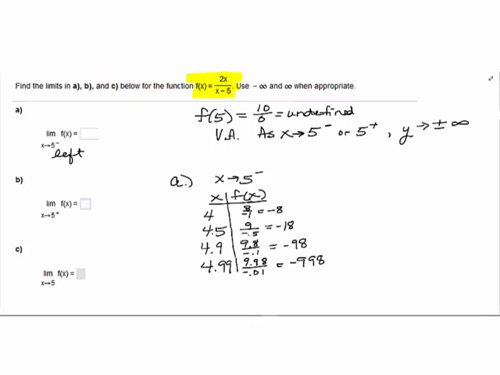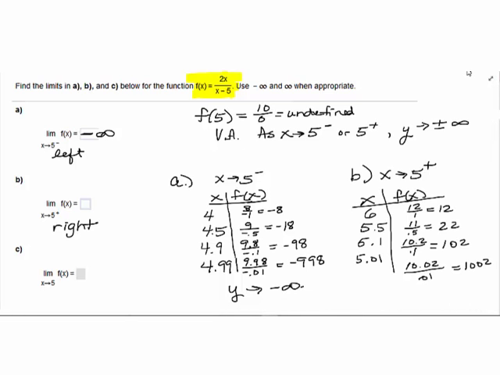And plugging in 4.99 for x, we get 9.98 divided by negative 0.01 equals negative 998. And so we can see a trend. The f of x, the y value, is getting very, very large in the negative direction. So since we know there's only two possibilities, y approaching positive or negative infinity, that means it must be approaching negative infinity. And we have our limit. So I can say that the limit as x approaches 5 from the left of f of x is negative infinity. Now let's look at the limit from the right.